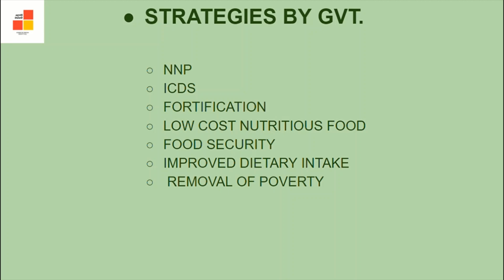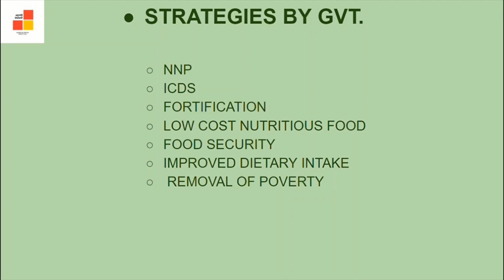Fortification includes iodized salt, milk with vitamin D, pasta with folic acid, cereals with iron. These are certain steps. Production of low-cost nutritious food like oats, which are rich in protein and fiber, fresh fruits, lentils, rich in iron, potassium, protein, beans, fibers, and it controls the blood sugar level also. Sweet potato, which is rich in fiber and beta carotene.